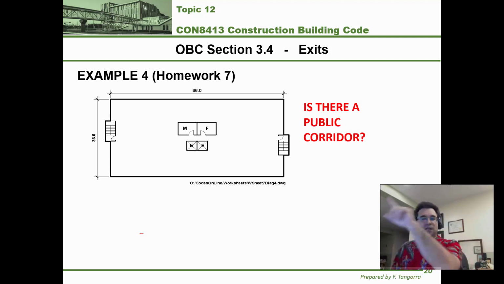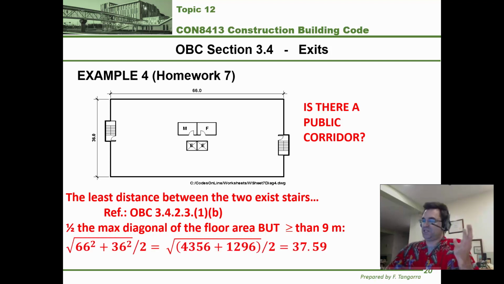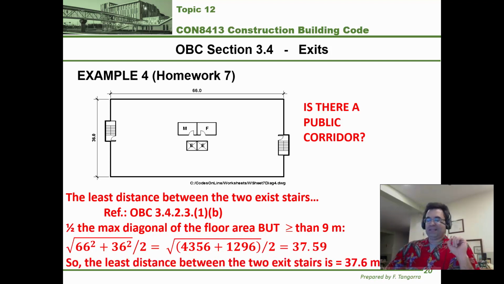So that's maybe because this whole floor in this Part 3 building is owned by the same tenant, right? There aren't different suites. There might be corridors, but they're not a public corridor. So then we have to figure out what the least distance is between the two exits by calculating the half diagonal. But now we know that this half diagonal distance can be more than 9 meters, but not less, right? So 66 meters and 36 meters, both of them squared, square root, divided by 2, I get 37.59 meters. So that means that I'm allowed to have these exits at least 37.6 meters apart, okay? Because it's more than 9 meters. I just can't go less than 9 meters.